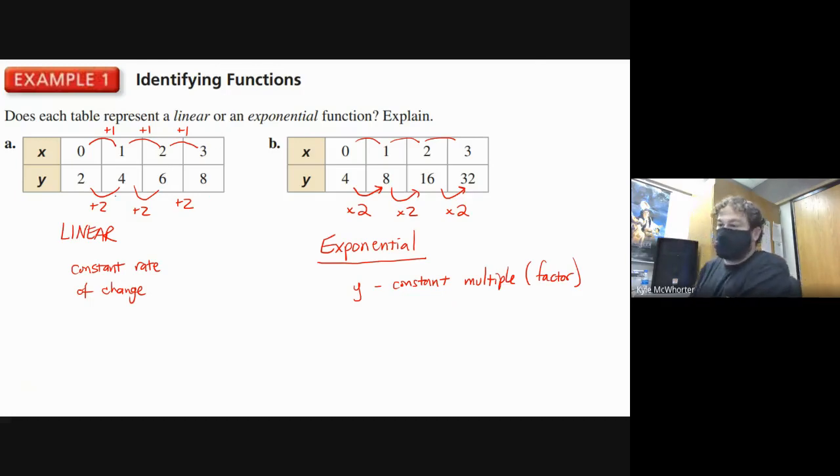So in a linear function, the output increases by the same number each time, like adding 2 every time, and with an exponential function, your y value is getting multiplied by the same number each time. It's getting doubled or tripled or something.